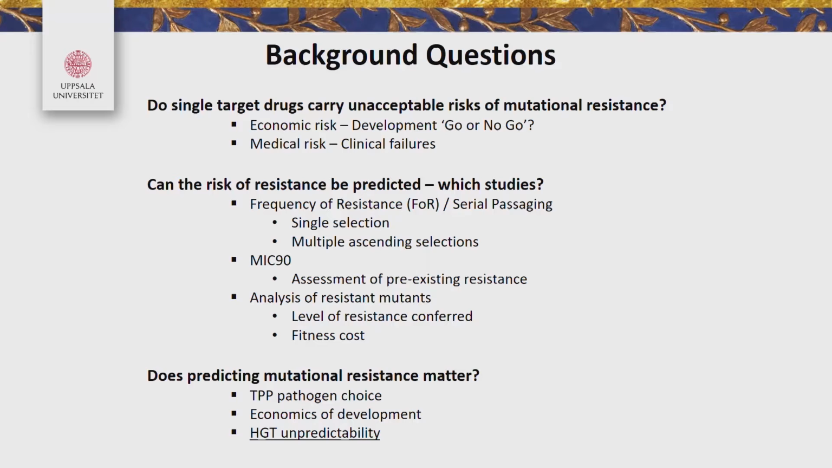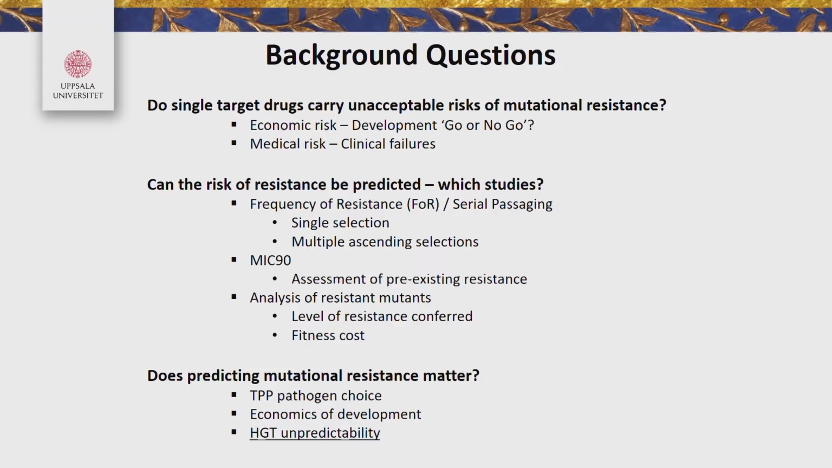And then further down the road, there's a medical risk, which is clinical failures. You don't want to be developing a drug that ultimately is not going to be useful because of its resistance liabilities. Now, can the risk of resistance be predicted, and which studies are important for this? So Michael's talk did an excellent job of going through several of these. So you have your studies to detect the emergence of resistance. So for example, frequency of resistance or serial passaging, and you can do single selection or multiple ascending selections, which would be the serial passage.